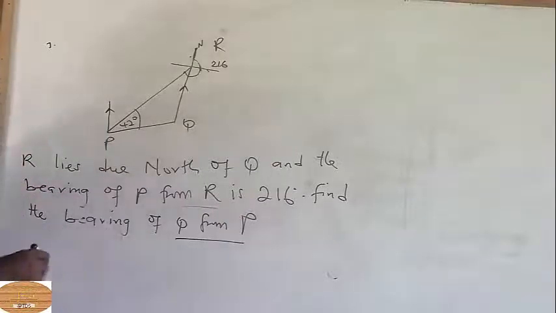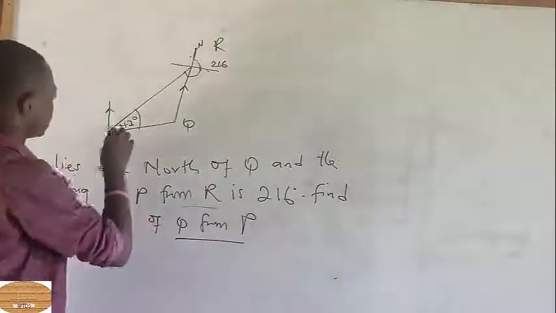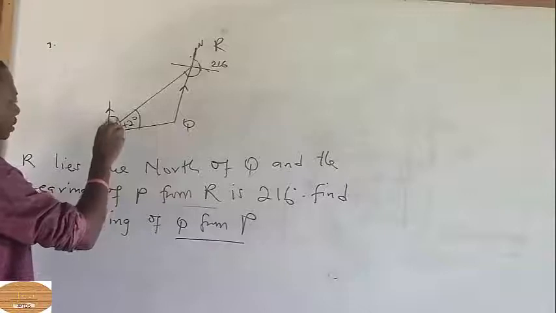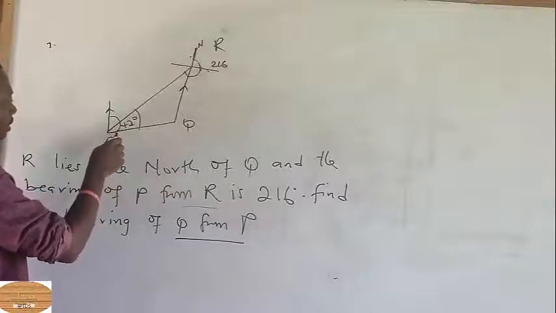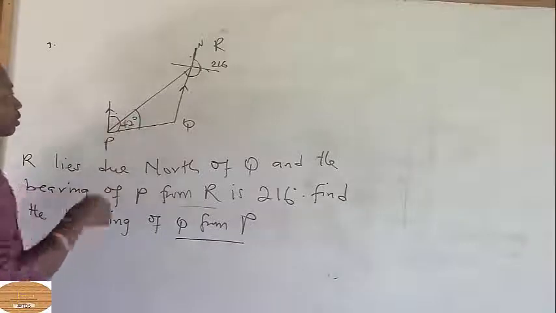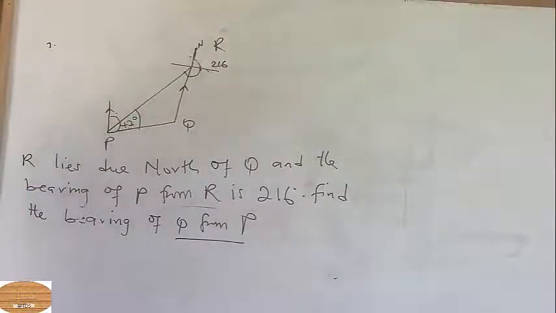Okay. So we are going to find the bearing of P from Q. So we are going to measure this angle to join that, which is Q. So we are going to find this angle and add it to this. So that is it, the solution to this question.